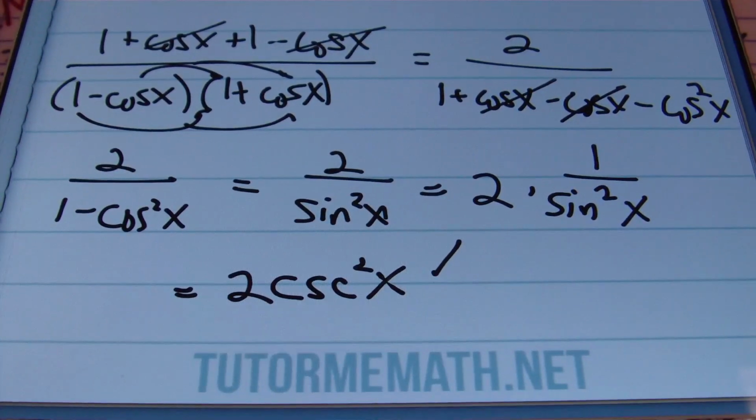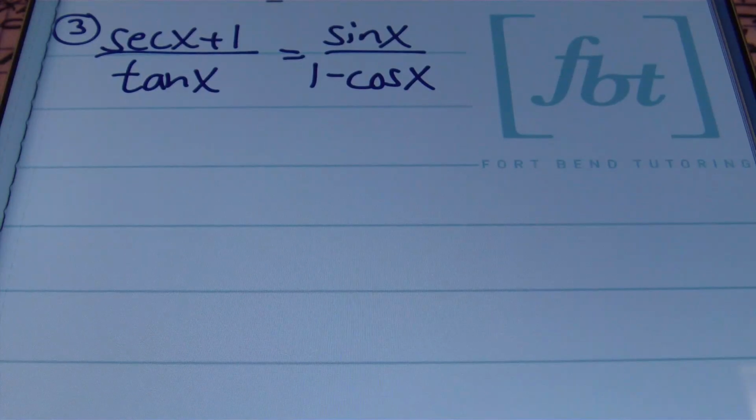So let's move on to our next problem. In problem number 3, we have secant x plus 1 divided by tan x, and this is supposed to equal sine x divided by 1 minus cosine x. So what I'm going to do first of all is change everything into cosine and sine functions.